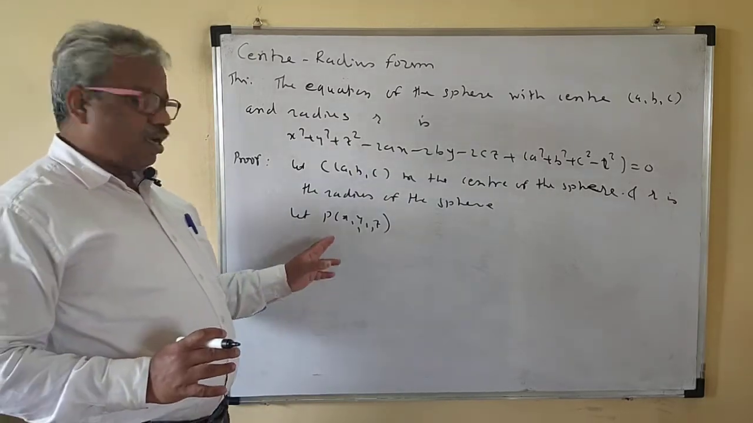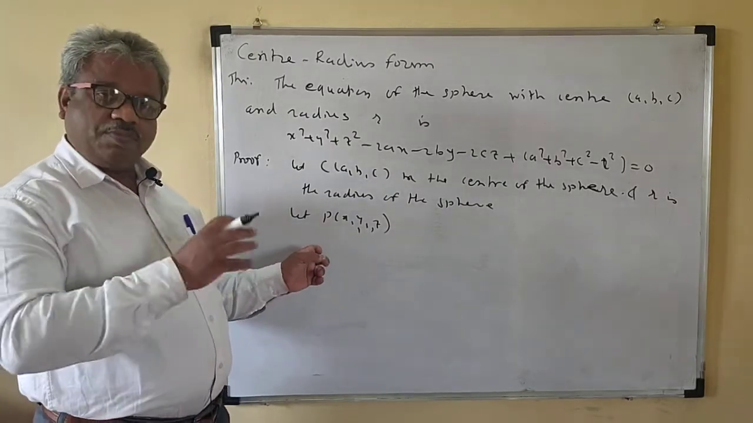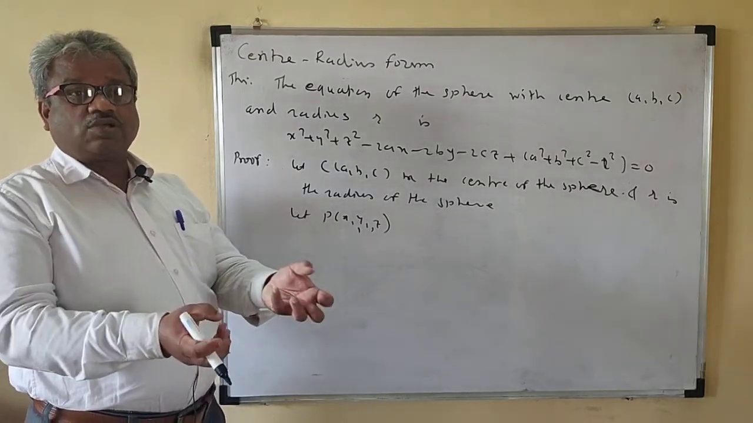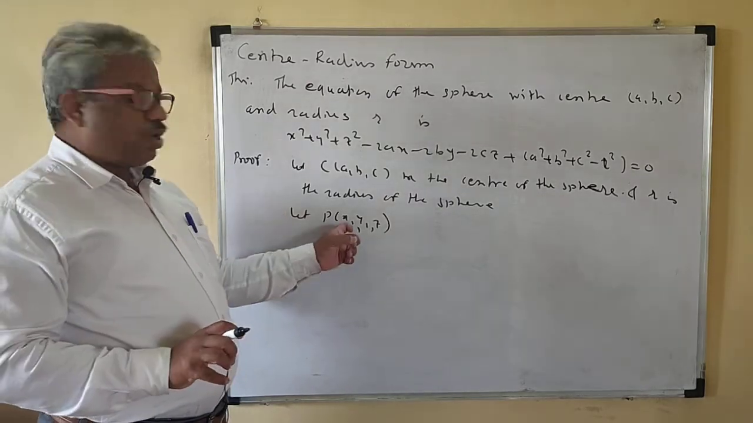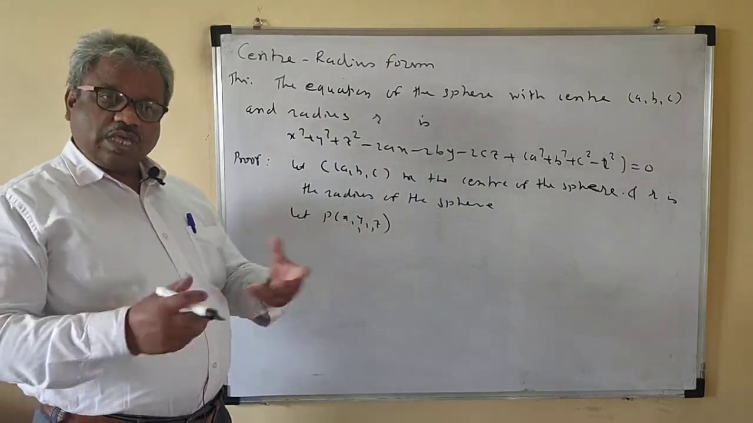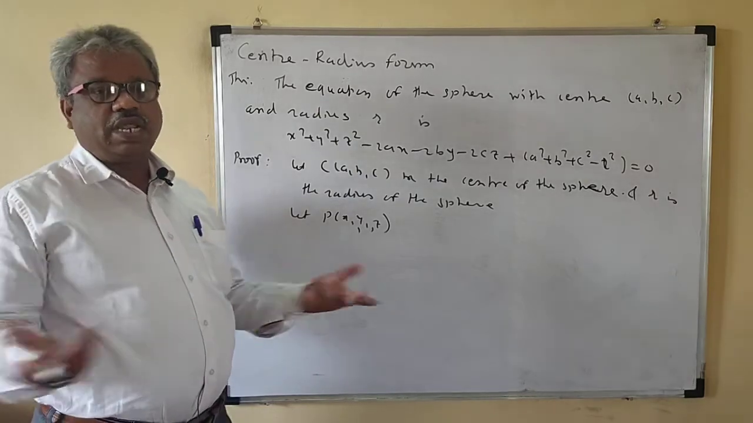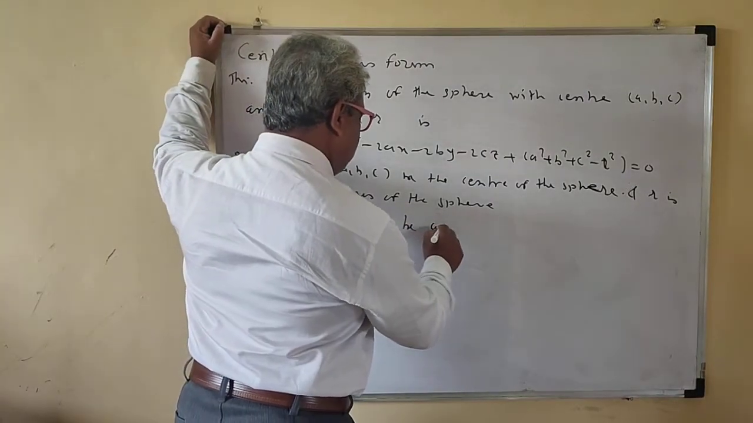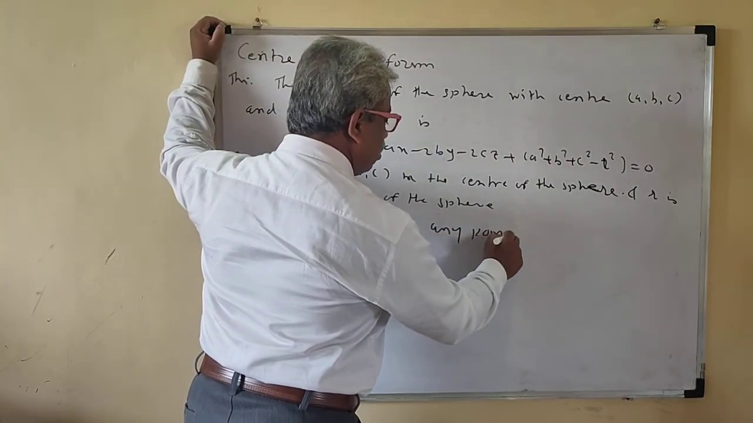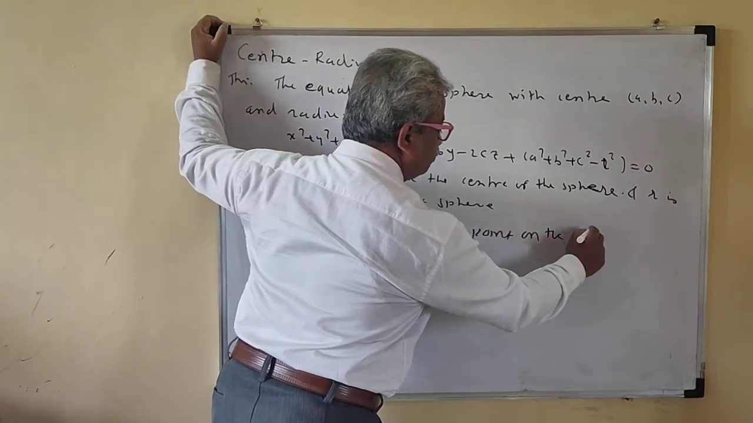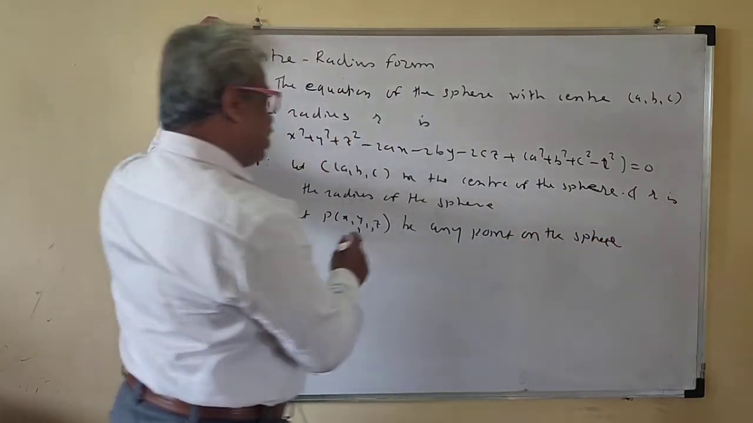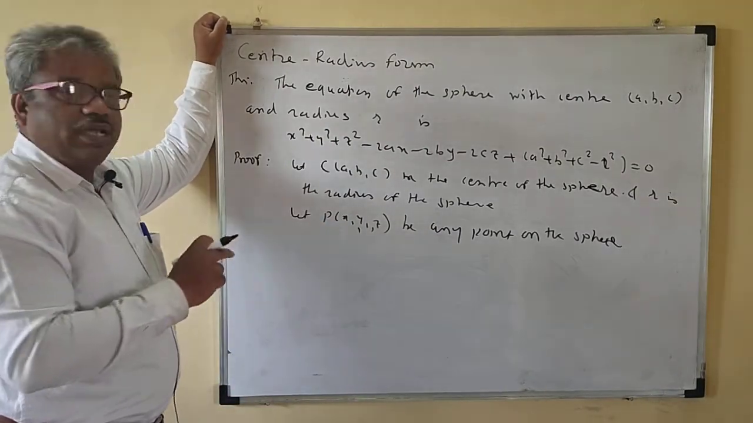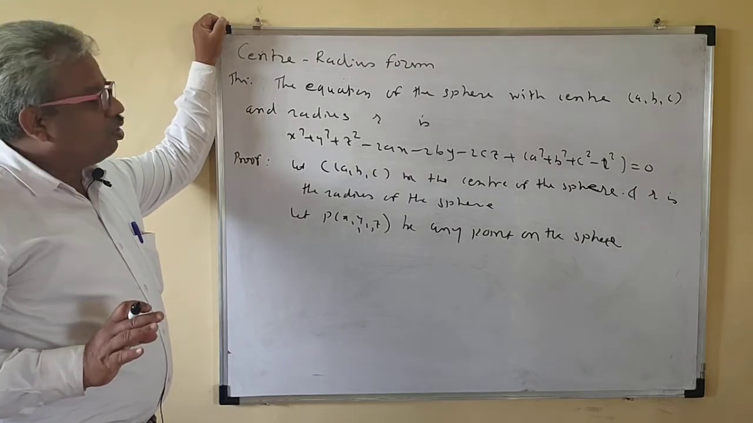How do we find the equation of a locus? Take any point on the locus, like P(x, y, z). Apply some geometrical condition and convert that geometrical condition into algebraic form, that is, in terms of x, y, z. Whatever equation you get in terms of x, y, z will be your required equation of the locus. Let P(x, y, z) be any point on the sphere. You have to obtain the relation among x, y, z, and that will be the equation of the sphere.